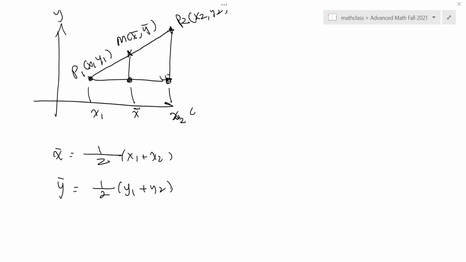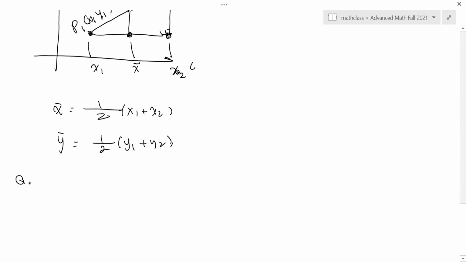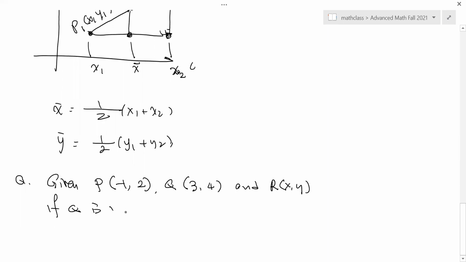Let's take a look at some examples. We are given point P as negative 1 and 2, Q as 3 and 4, and R, we don't know x and y. If Q is the middle point of P and R, what are the coordinates of R?